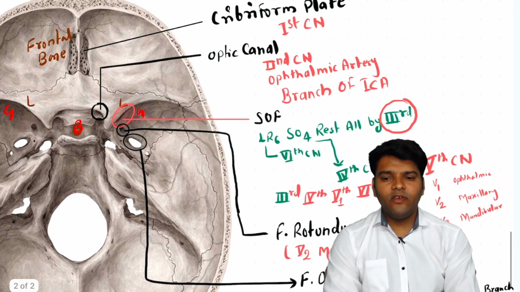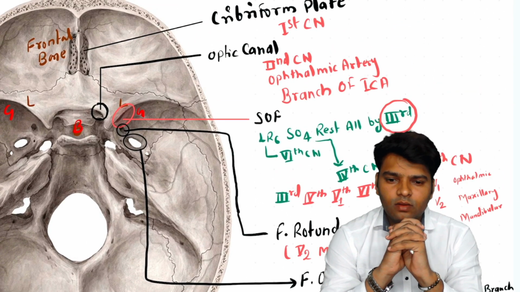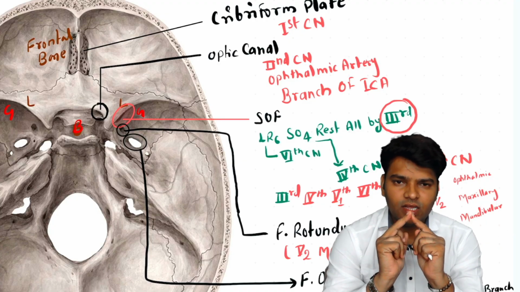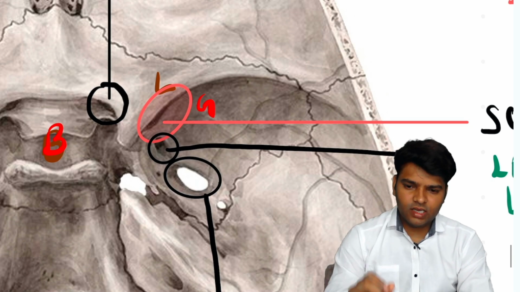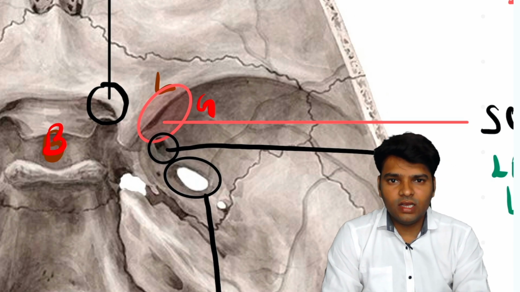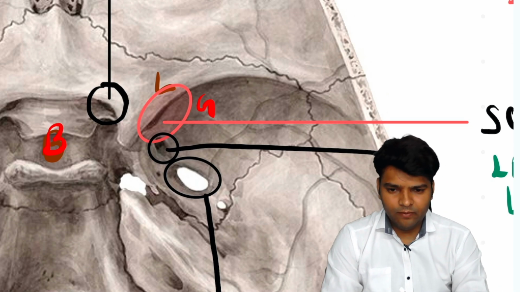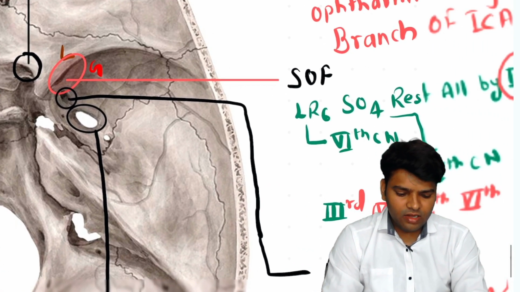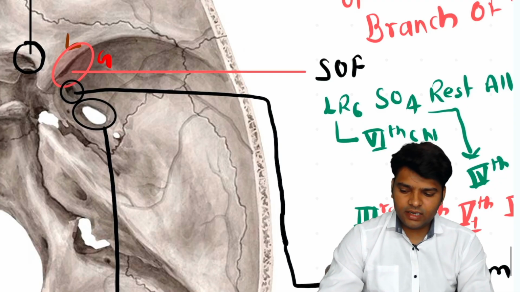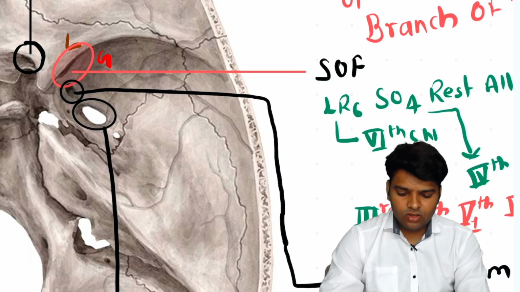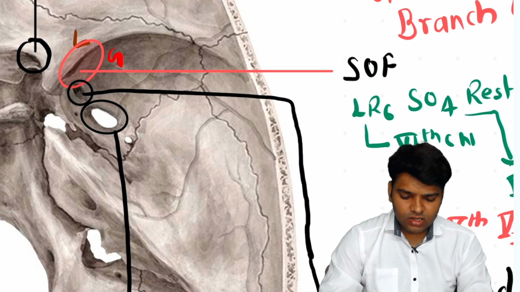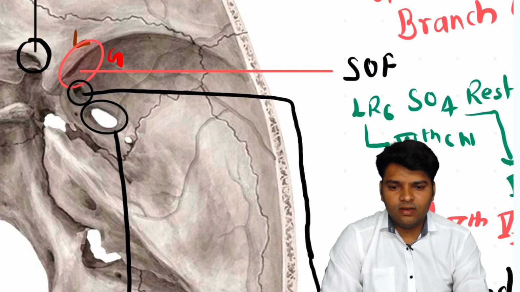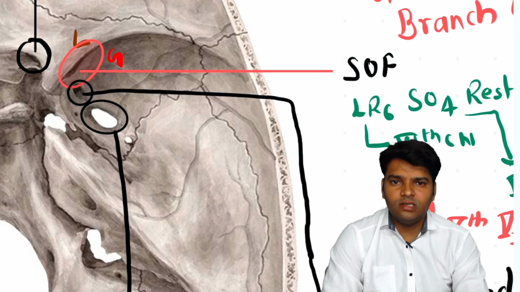Now the first is the cribriform plate, through which the first cranial nerve passes. After that is the optic canal, and through the optic canal the optic nerve passes along with the ophthalmic artery. After the optic canal, you will see the superior orbital fissure, and as I told you, many structures pass through it.